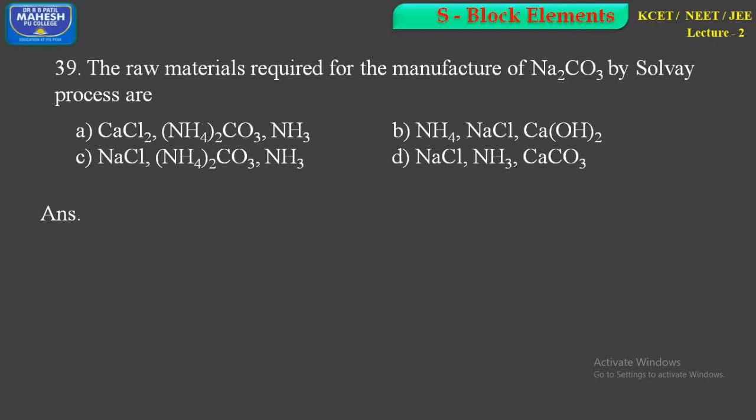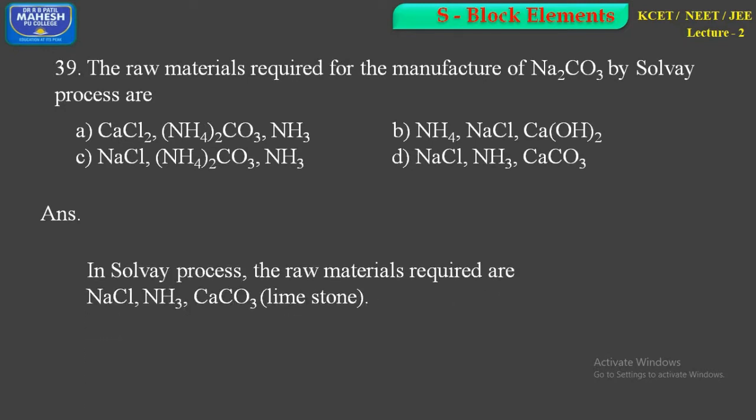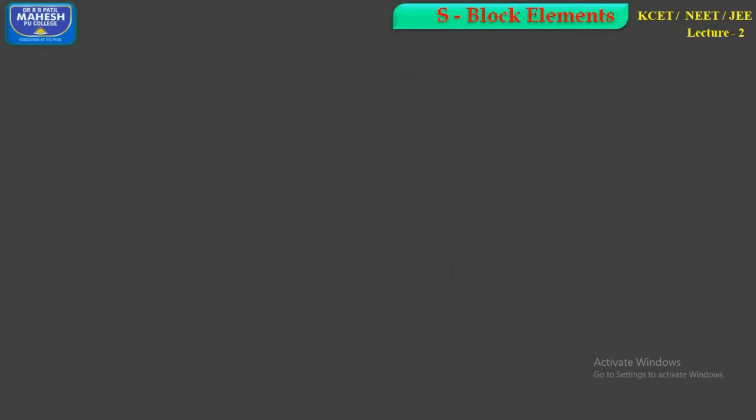Students, in Solvay's process, the raw materials that are required are sodium chloride, ammonia, and calcium carbonate, which is also called limestone. So option D is the right answer. Moving to the next question.